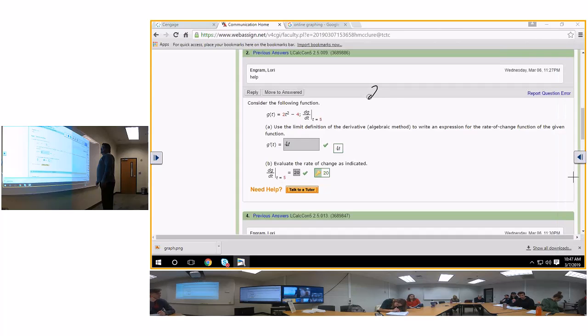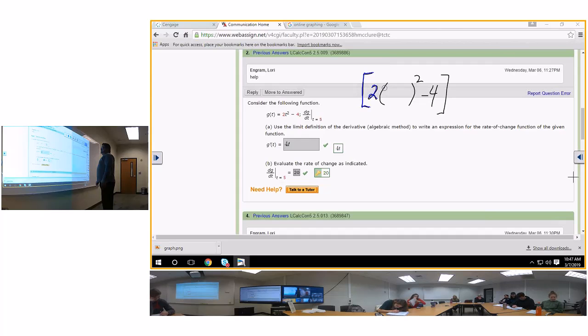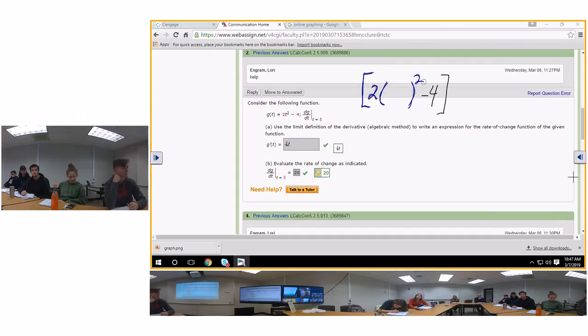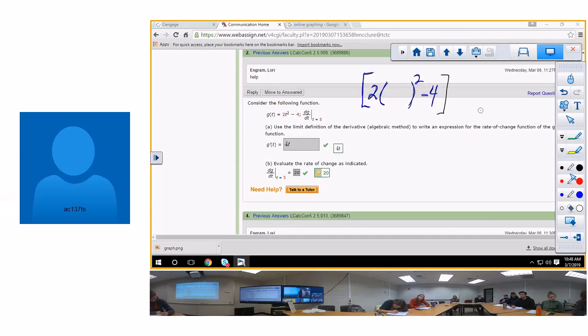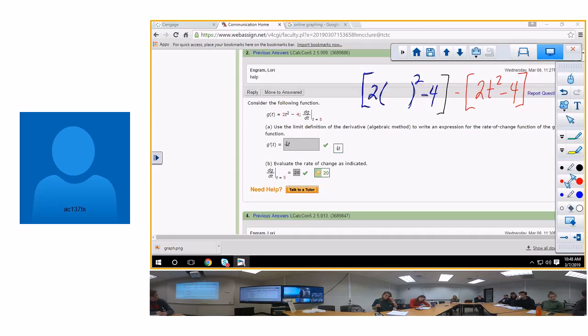2 parentheses squared minus 4. Oops, I should have done that in blue. I'm sorry. Innovative teaching. Minus red, which is just rewrite it, 2t squared minus 4 over h.